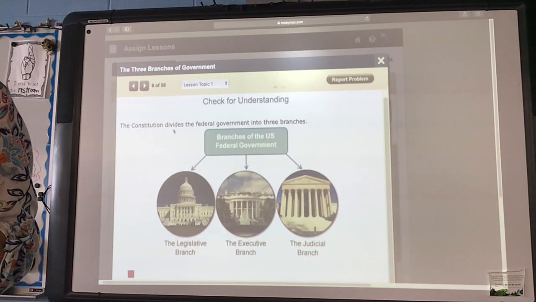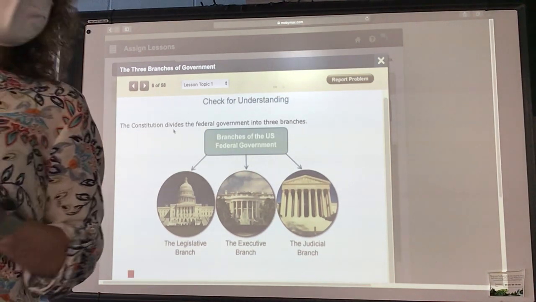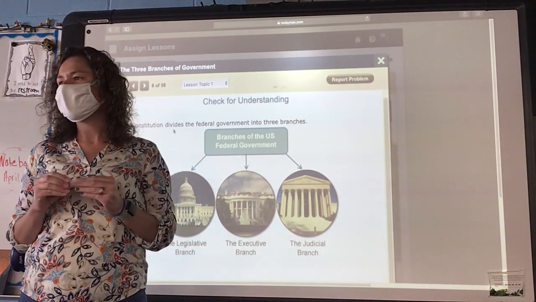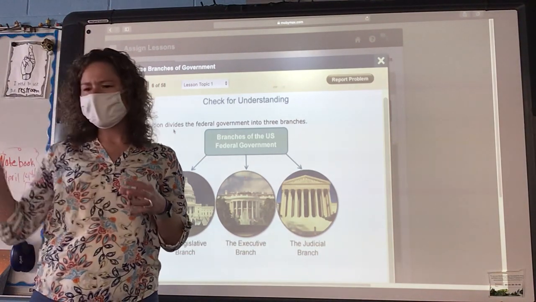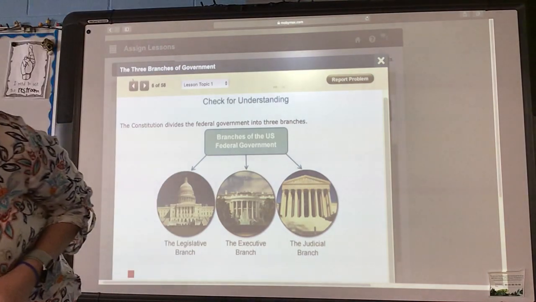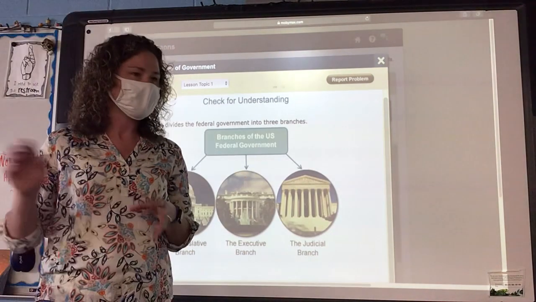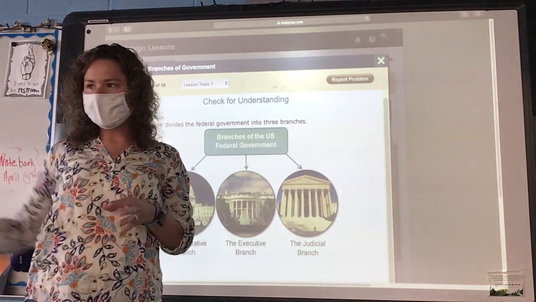So you're doing some more check for understanding. We're not going to do all of it together. You're going to finish through slide 16. Okay, so you're going to get to one of the branches. So you're going to learn about the legislative branch today. Once you get to the next branch, you're going to stop.